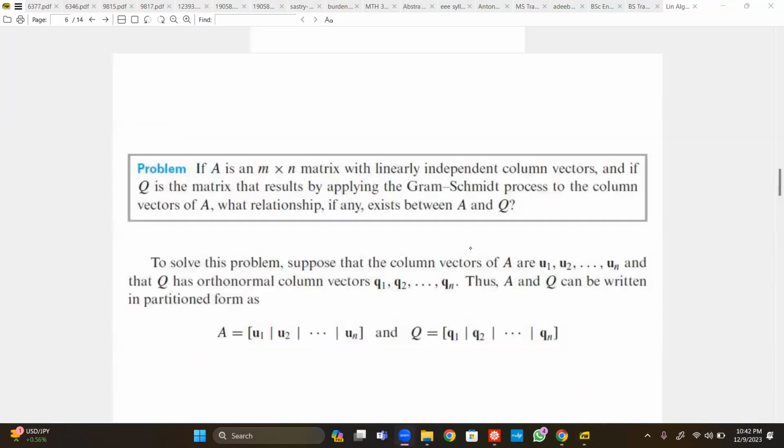Okay, why are we interested in finding orthogonal vectors? This is something I already explained at the beginning.